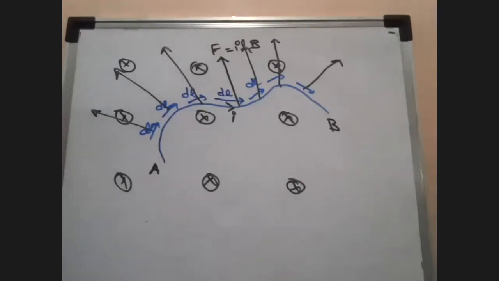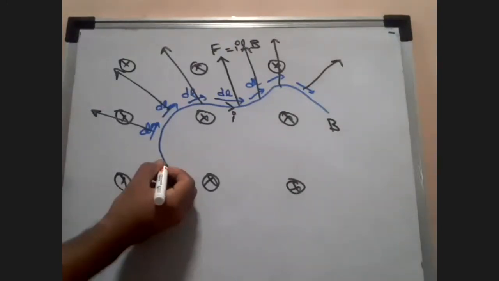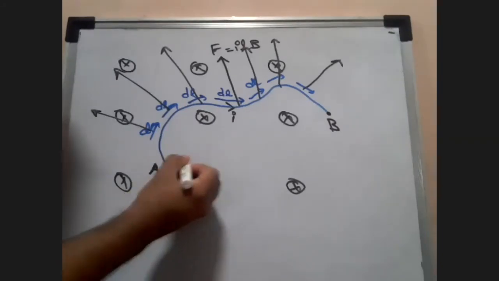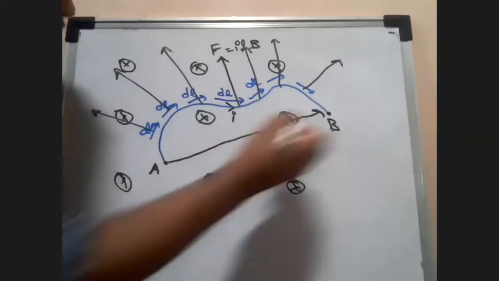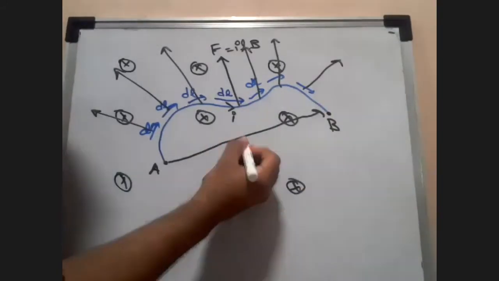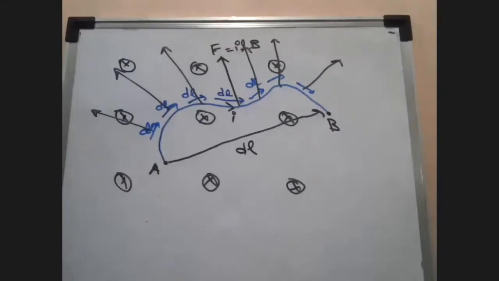The trick here is to directly take a length vector like this, which starts at the starting point, ends at the ending point, and you can consider this entire thing to be dL.